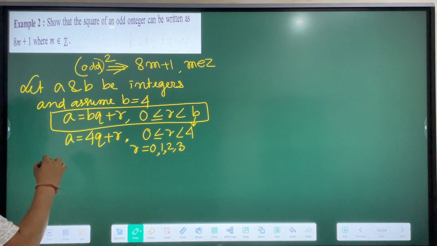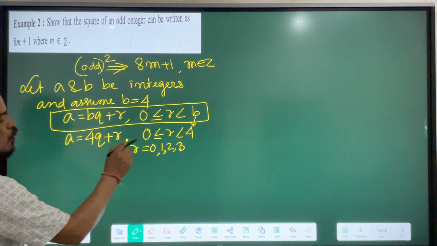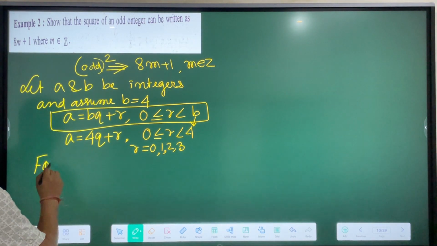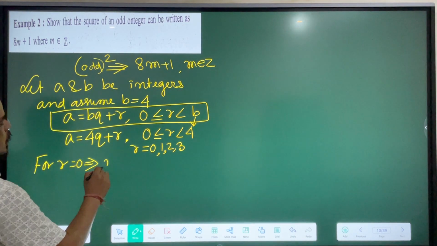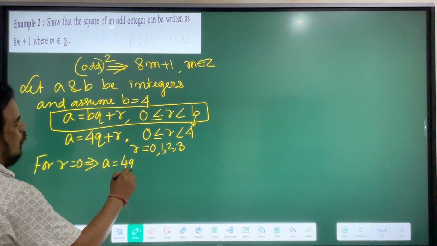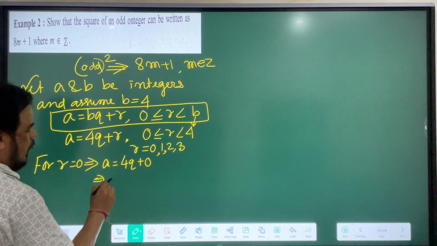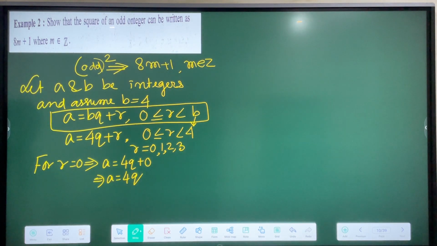Like the previous sum, R equals 0, 1, 2, 3. We have to do it 4 times. So for R equal to 0, we will write A equals 4Q plus 0. R is 0, so A is equal to 4Q. We have written A equals 4Q.